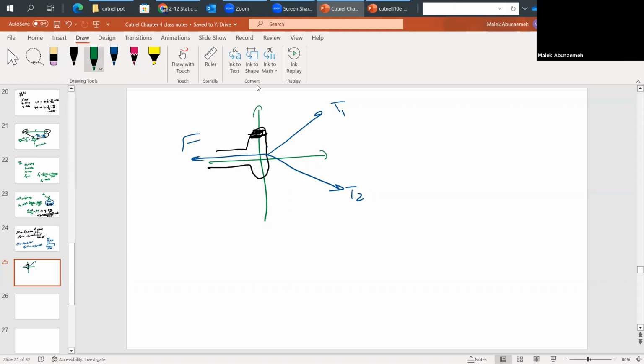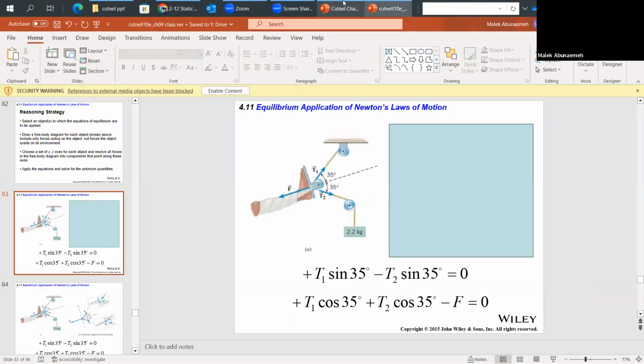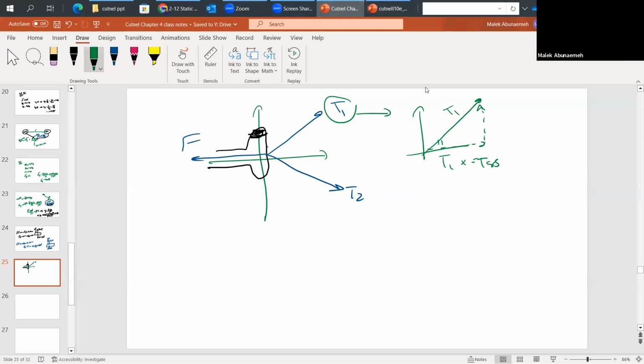Now, from chapter 1, this T1 is a resultant of your x and y components. T1 in the x direction is going to equal T cosine 35 degrees, which is the angle in the question. And T1 in the y direction is T sine 35 degrees.